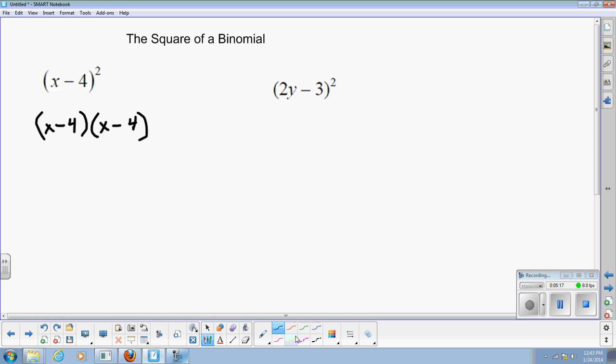And I will distribute here. And let's take a look at our pattern for this. So I have x times x, that gives me x squared. And then I'm going to do an x times a minus 4. And then I'm going to do minus 4 times x for another minus 4. So notice I now have two of the same term in the middle again. And then I have a negative 4 times negative 4 for a plus 16.